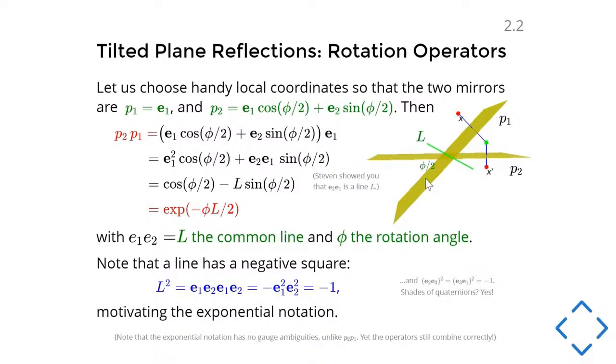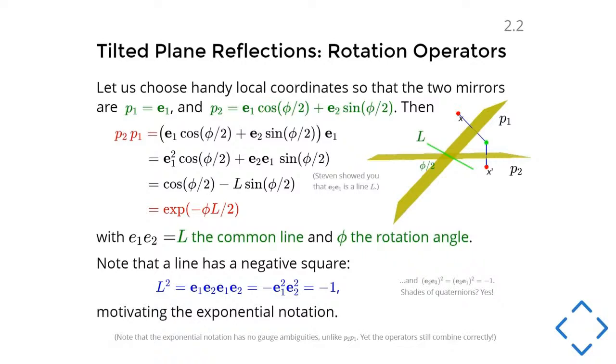I'm expecting half the rotation angle to play a role to get a full rotation over phi, so I've encoded that in here. And now I do exactly the same kind of geometric product that I did before, and I find that it simplifies in a different way. I again get something that squares to a scalar, so I get a scalar term, and I again get something that is E1, E2, which is one of those grade 2 terms. But I already know from Steven's talk that I may expect that the product of two orthogonal planes, which is what E1 and E2 are, should be a line. And so I might dare to write this as cosine phi minus L times sine phi over 2.